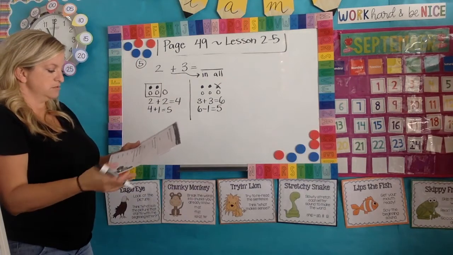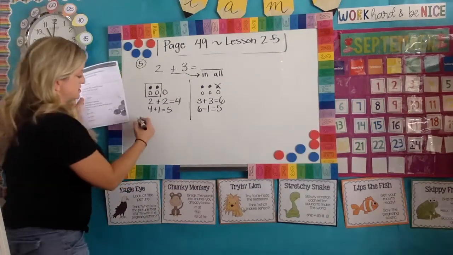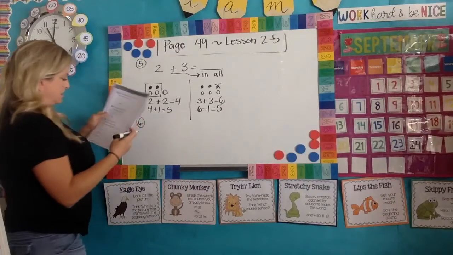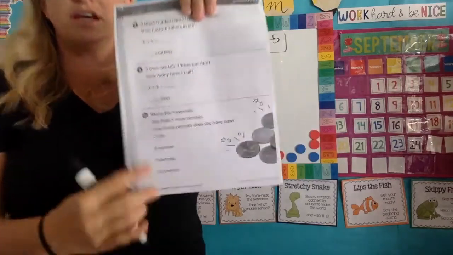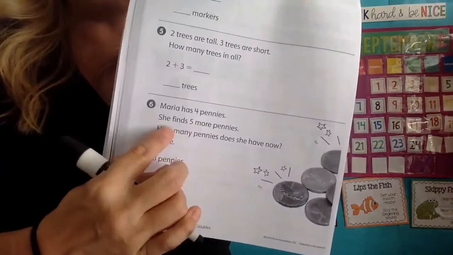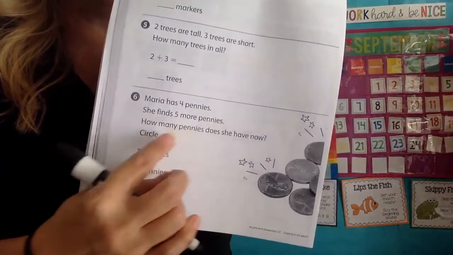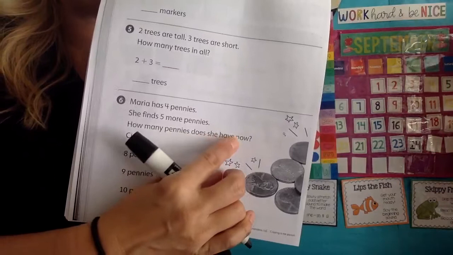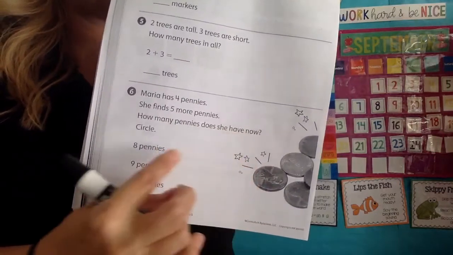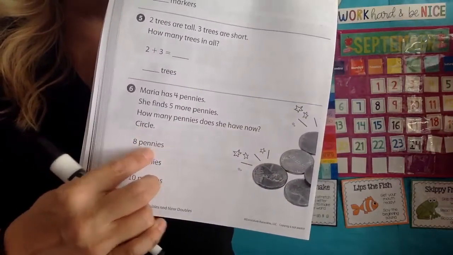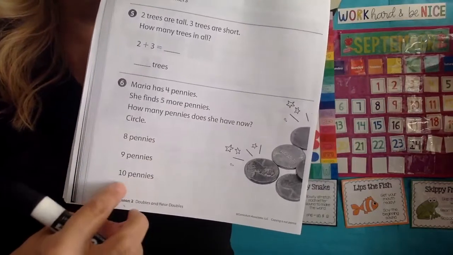Our last one, number 6, says Maria has 4 pennies. She finds 5 more pennies. How many pennies does she have now? Circle. 8 pennies, 9 pennies, 10 pennies.